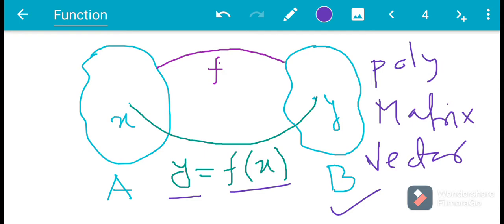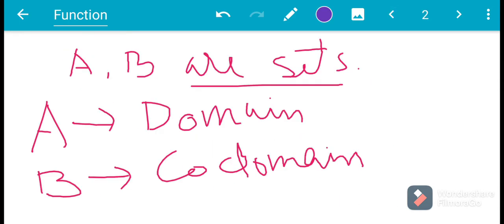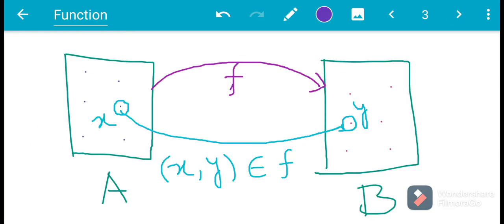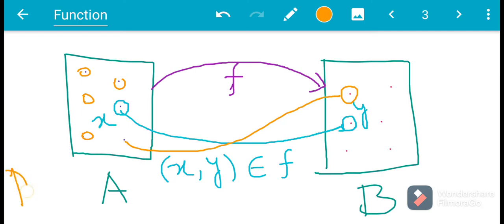Okay, so this is what A and B do. A is the domain and B is the codomain, which means the function takes a value from the domain and associates it with a point in B. The set from which we consider the points to be assigned is called the domain, and the set of points to which these x are connected or associated is called the codomain. So this is domain and codomain.